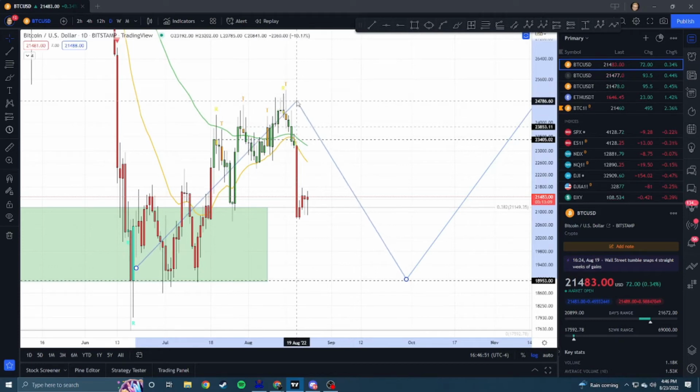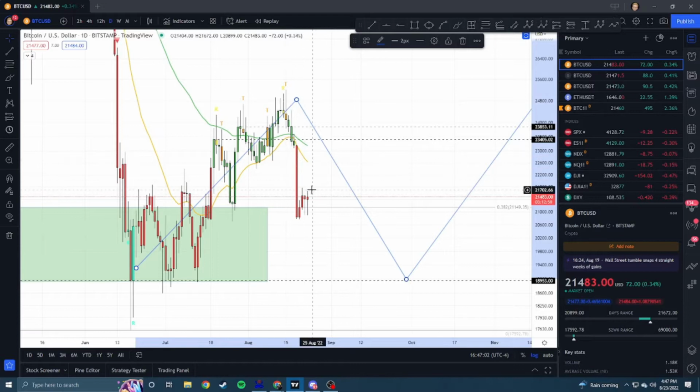which we managed to do, and we did manage to get entries exactly as we spoke about and as we planned off of that 21 and the 55 EMA on the daily. And if you entered a short, congratulations, that's probably hit a couple of your targets already. And now we're going to have a look at what might happen further.